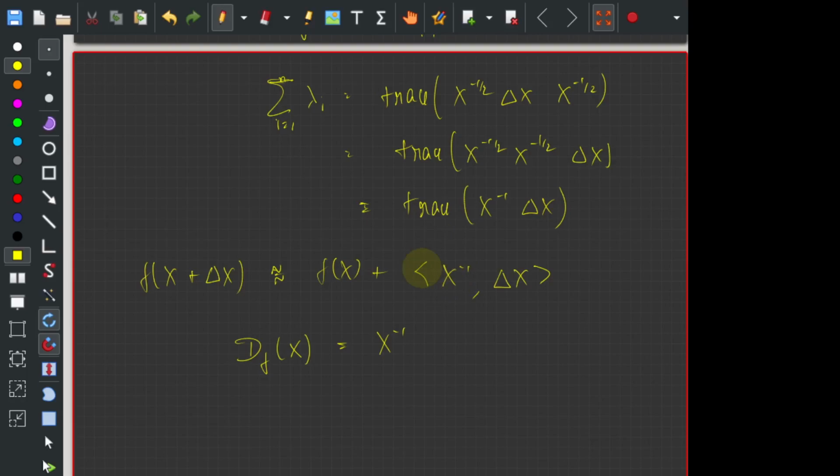It's not just simple multiplication. Because after all, I need a real number for this to make sense, right? Because f of x is a real number. It's a log of the determinant of the matrix. Correct? So the inner product always has to be a real number. Okay? Any questions?